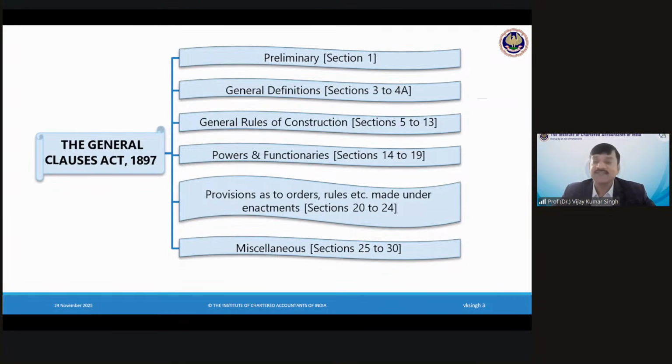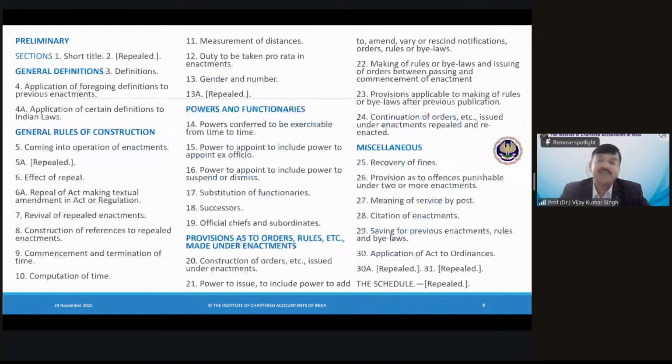So as you can see, this is a very small act, a thin one with 30 sections, and we are trying to understand how this applies and is applicable to general interpretation of different laws. So with this background, let us have a look, in a snapshot, at the different sections which I just told you in my previous slide.